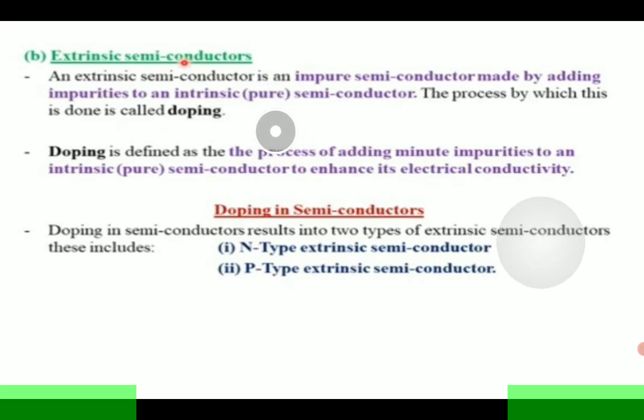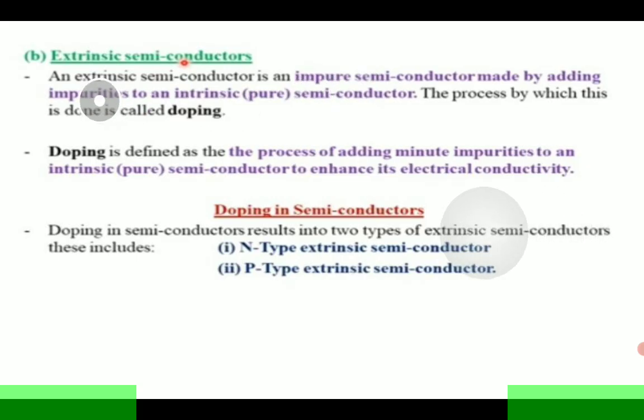So what are we saying? We are saying that when you take a pure semiconductor such as silicon, and add a little bit of impurities to it, we shall soon see what those impurities are, the result is going to be the formation of extrinsic semiconductors. So take note that an extrinsic semiconductor is impure. What makes it impure is an addition of small amounts of certain elements, which we are going to unveil shortly.